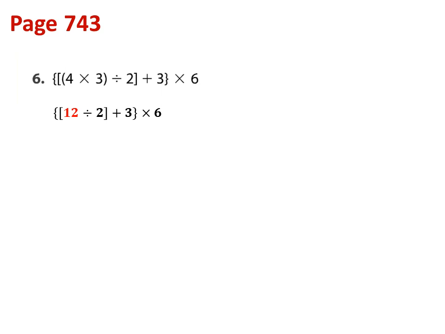There is 12 divided by 2. What's 12 divided by 2? Yes, of course, it's 6. And plus 3 multiplied by 6 stays the same. Now, jump inside the braces. Inside the braces, we have 6 plus 3. 6 plus 3 is 9, so 9. And multiply by 6 stays the same. Multiply now. 9 times 6. 9 times 6 is 54, so the final answer is 54.